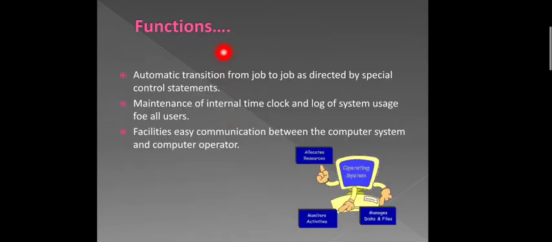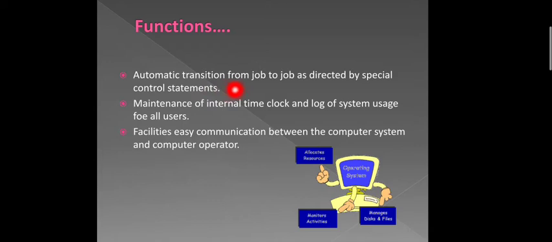Functions of any operating system. The operating system's functions are written here: automatic transmission from job to job as directed by special control statements, maintenance of an internal time clock and log of the system usage for all users, and it facilitates easy communication between the computer system and the computer operator.